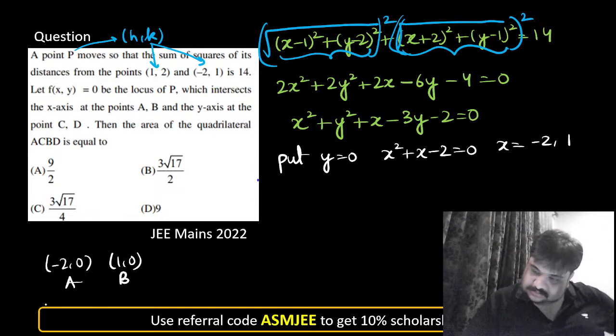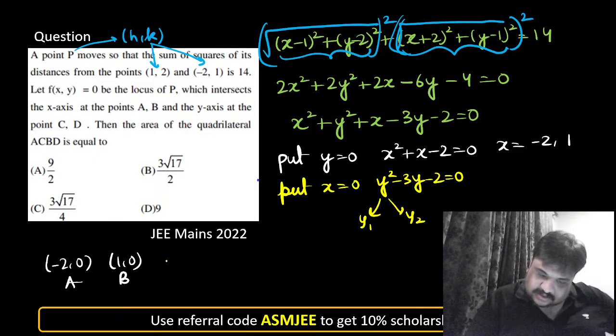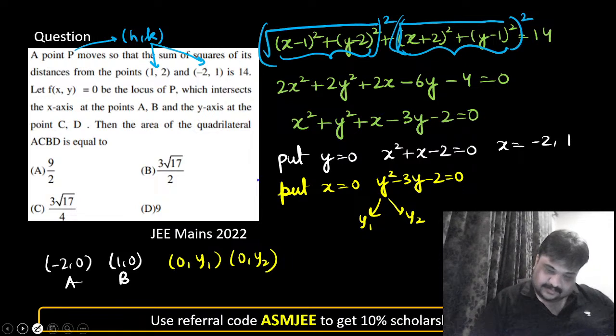What happened? y square minus 3y minus 2 is equal to 0. Okay, so you will get two bad roots. Let's call them y1 and y2. So you got the other 2 points C and D as (0, y1) and (0, y2). Now you need the area.